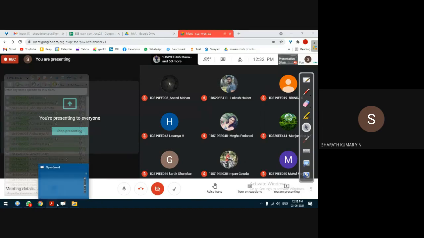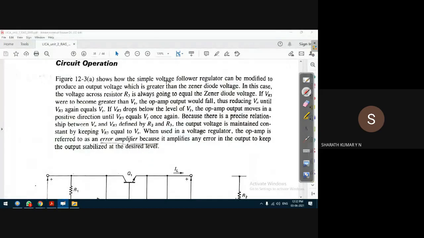Here we go. So, modifying the voltage follower circuit to produce output voltage larger than the input voltage, that is Vz voltage. The voltage across R3 is always going to be equal to Vz. We understood why: the inverting input terminal is at Vz, so the voltage across R3 is also Vz. If VR3 were to be greater than Vz, the op-amp output would fall, thus reducing the output until VR3 again equals Vz.